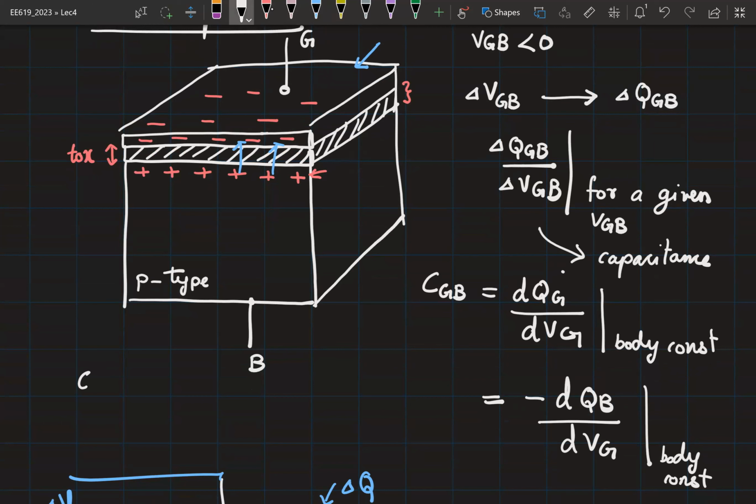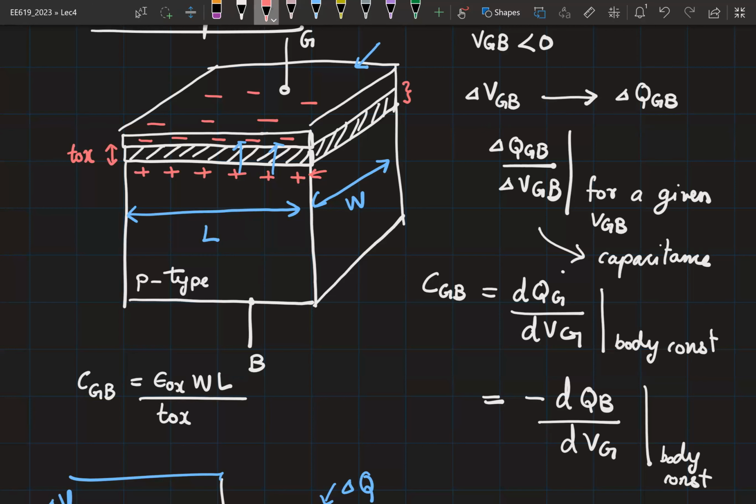So CGB should be equal to epsilon OX into, so I should give you the dimensions, right? Let's say this is the length and into the plane of the paper is the width. So it's epsilon OX into W L by TOX. Now we have seen this term already. I'll call this COX into W into L, where COX is the capacitance per unit area.